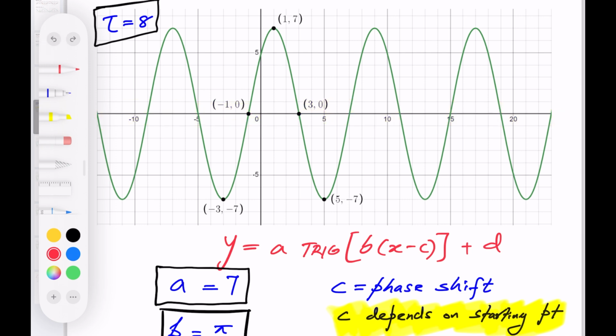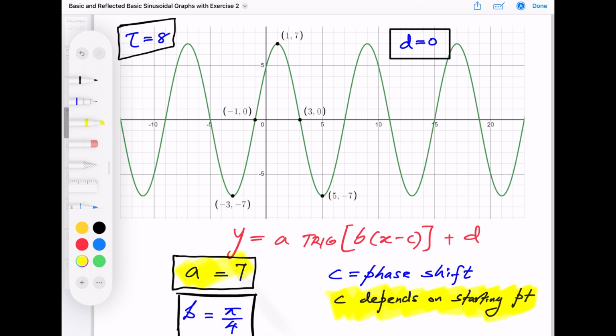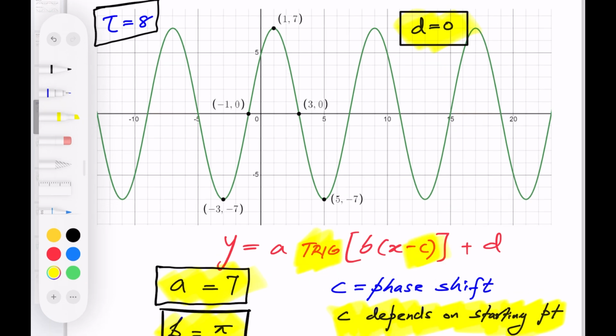Therefore, for this graph, what should be the value of d? d is equal to 0. There is no vertical shift. Please note that we have found a, b, and d for this graph. They are all going to be fixed. Now all I need is a trig function and the value for c. We can easily find those two also after selecting a starting point.